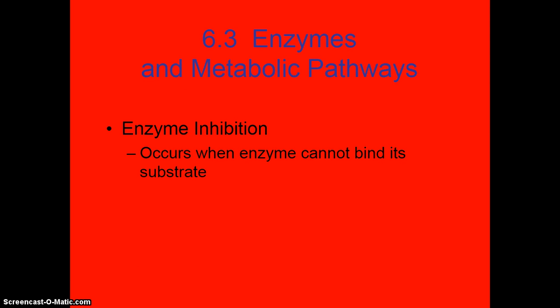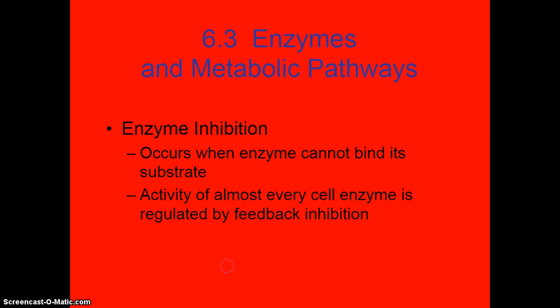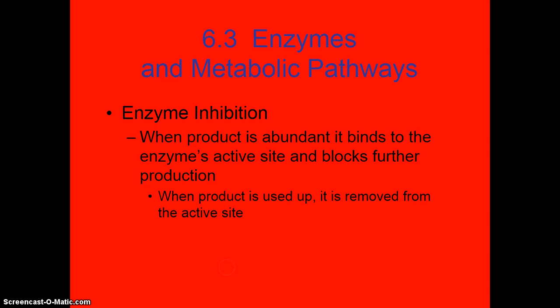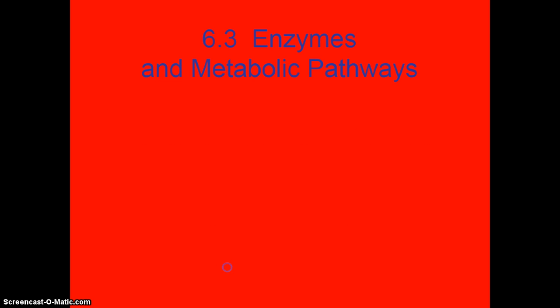Enzyme inhibition occurs when enzymes cannot bind to their substrate, so it's not allowed to. The activity of almost every cell enzyme is regulated by feedback inhibition. When the product is abundant, so there's a lot of it there, it binds to the enzyme's active site and it blocks further production. When the product's used up, it's removed from the active site. The enzyme begins to function again.